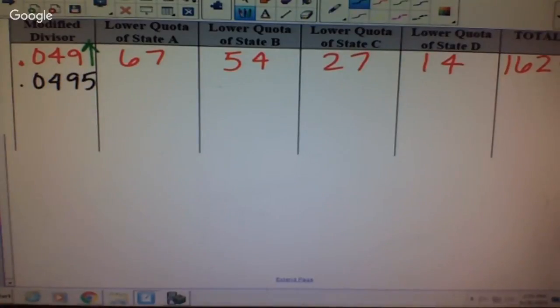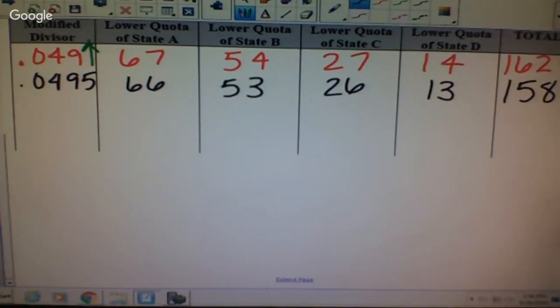Okay. What's that give me? 66, 53, 26, 13. So it's 160 exactly. Hold on. It's the same as the first one. Oh, no. Jonathan gave us a dud. We went clear back down to 158. So now this number needs to go down, so I need to go lower than this.